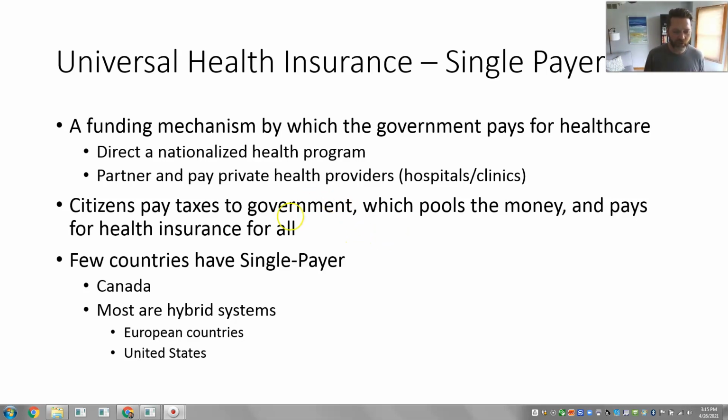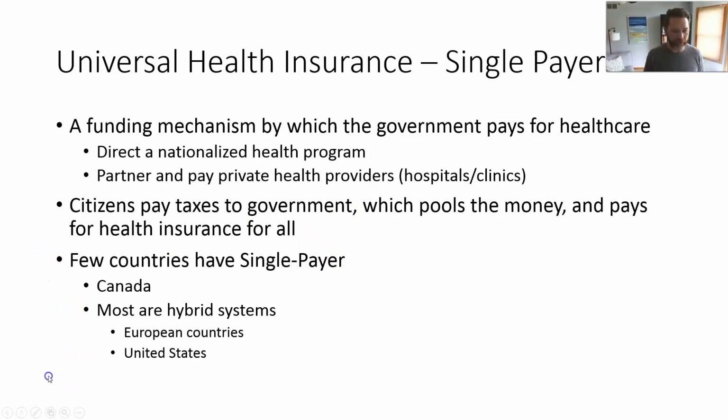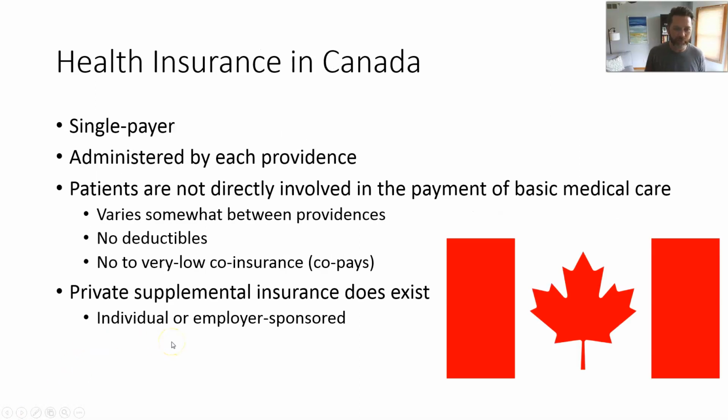Right, so most countries are hybrid systems. Again, we have a single payer type model with like our Medicare system, right? But we again are pretty reliant on private health insurance, as are most European countries, although they have a lot bigger government funded portion than private healthcare. Canada is our example, so we're going to use Canada as an example of a single payer healthcare system.